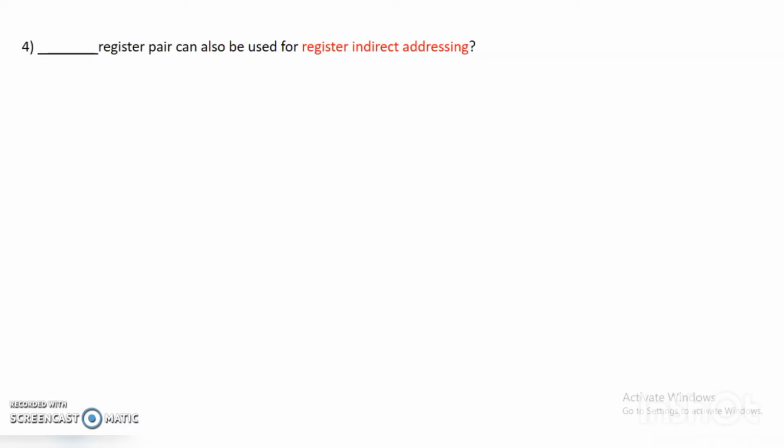Next one, bit number 4. Dash register pair can be used for register indirect addressing mode. The answer will be HL register pair. The HL register pair is used for register indirect addressing mode, and this register pair can also be used as a data pointer.